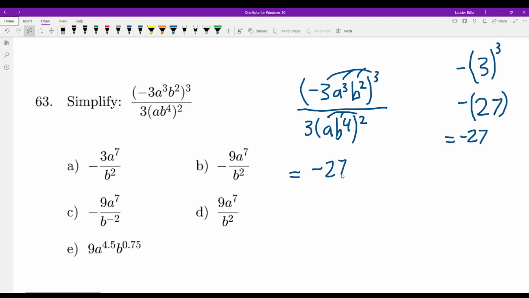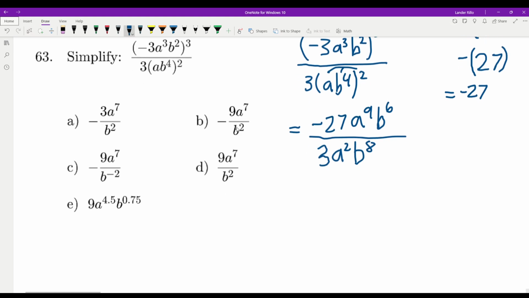Negative 27. A: 3 times 3 is 9. B: 2 times 3 is 6. Now we do the bottom. The 3 is unaffected. A squared, because for A, 1 times 2, so 1 here. And B: 4 times 2 is 8.